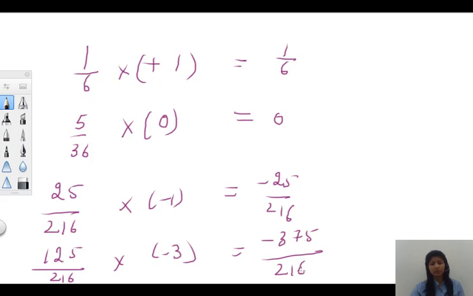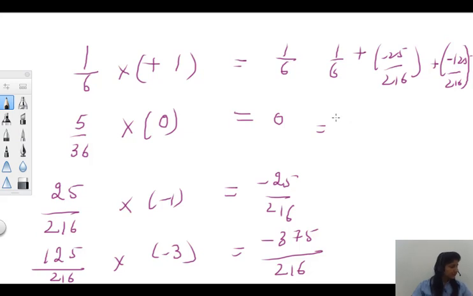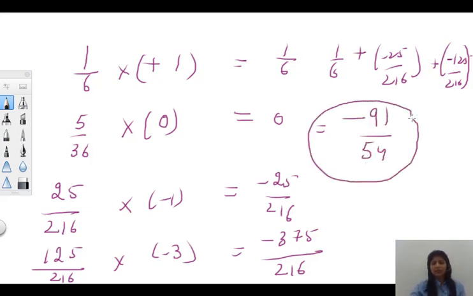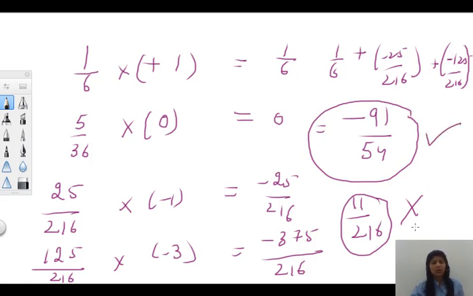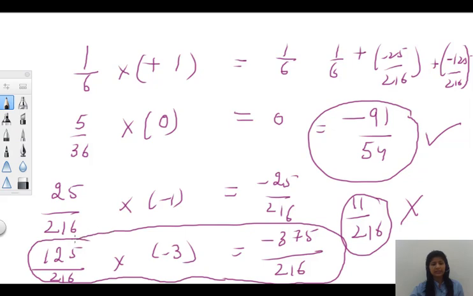375 upon 216. So you just have to add 1 by 6 plus minus 25 by 216 minus 375 by 216. When you solve it, take the LCM. You get the answer after cancellation as minus 91 by 54. Okay, in old NCERTs, mostly the answer is given as 11 by 216, which is wrong. In the NCERT's updated version, the correct answer is given. In old NCERT, this case they have not taken. It was an error, then it was corrected, and now it is there. So the correct answer is minus 91 by 54.